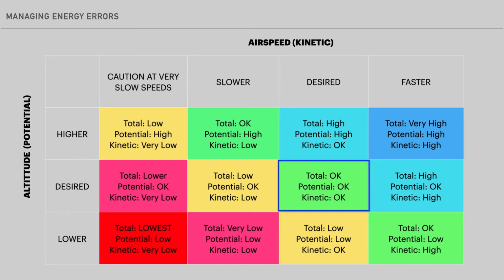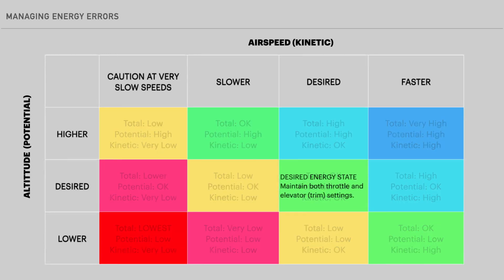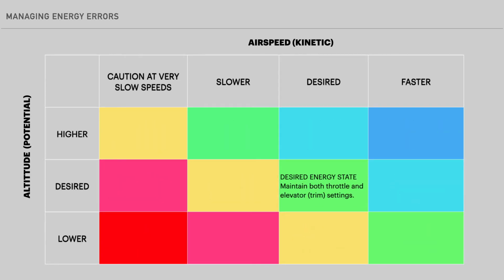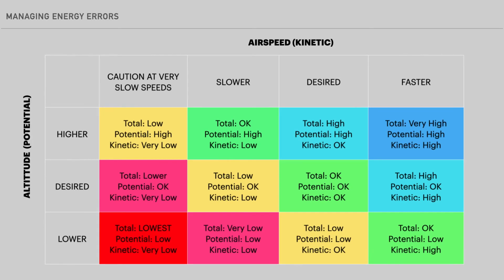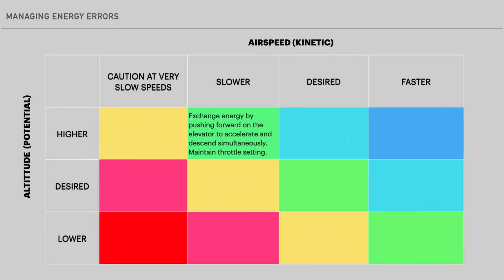In this first example, there is no deviation. The energy of the airplane is where the pilot wants it to be. Therefore, no action is required. Here, the total energy is on target, but the airspeed and altitude are moving in opposite directions. This is an energy distribution error. An example could be an airplane which is high on final but slower than ideal. To correct this, trade altitude for airspeed with forward pressure on the elevator without adjusting power.